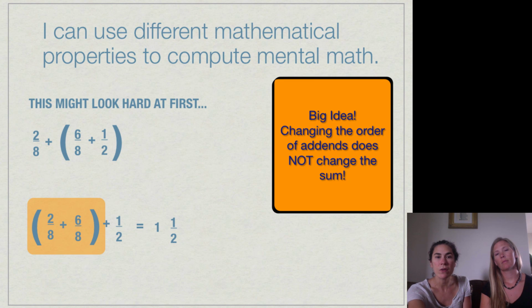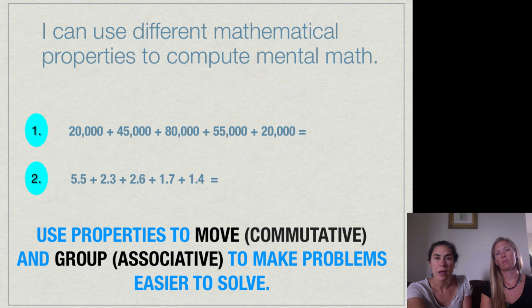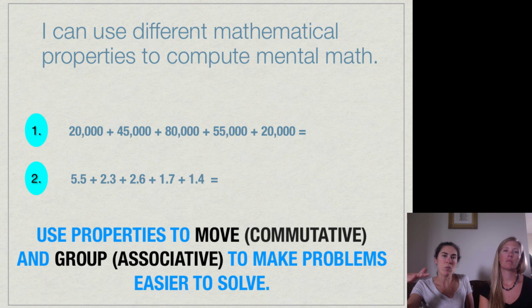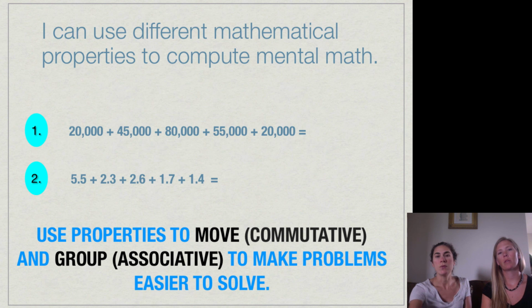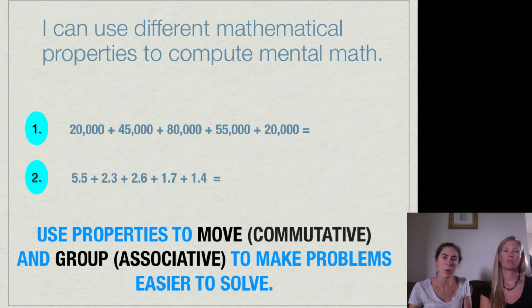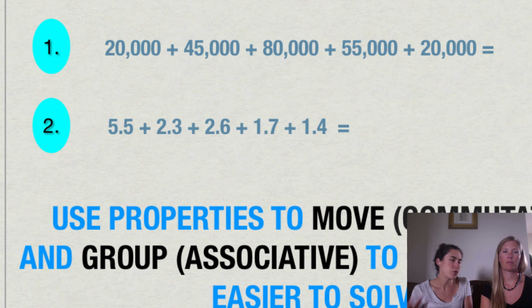So now that you have a good idea of these two different properties of addition, what we would like you to do is try these 2 problems in your journal. Just number them 1 and 2. You're going to see, at first these look like a lot of really big numbers, but once again, if you think about how to move and group them using the commutative and associative properties, you should be okay. It shouldn't be that tricky.